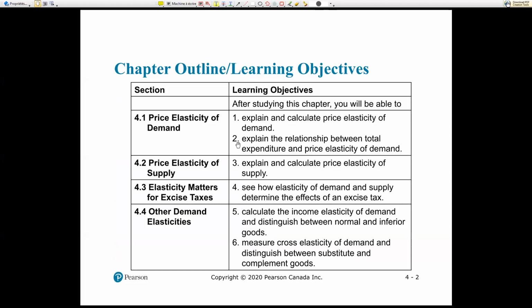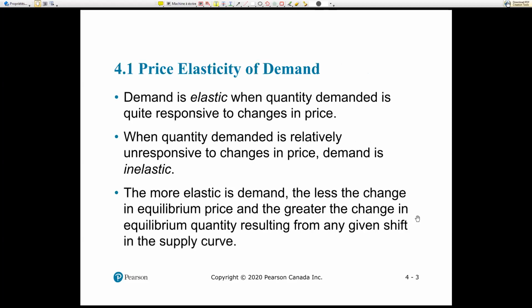Okay, so learning objectives. We're going to show you how you compute it, explain to you how it is related to demand and supply, or what determines demand elasticity, supply elasticity, cross elasticities too. So that's fun. We're going to get into substitutes, complements, all this kind of stuff.